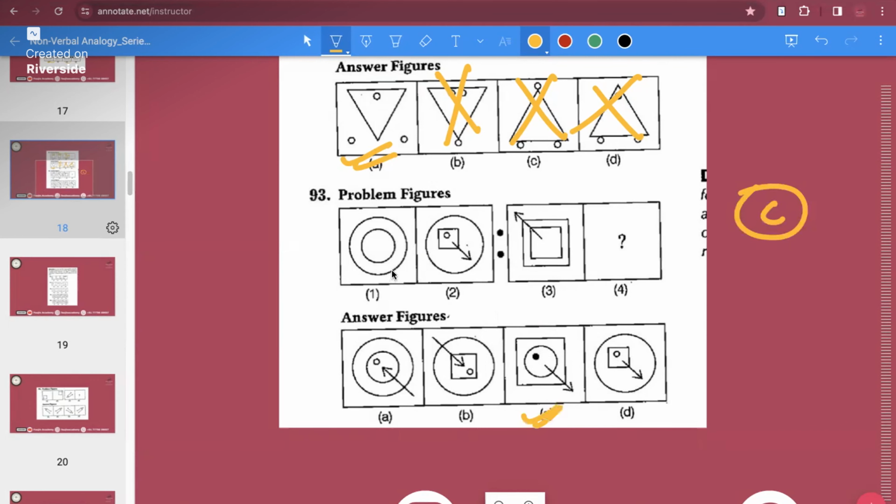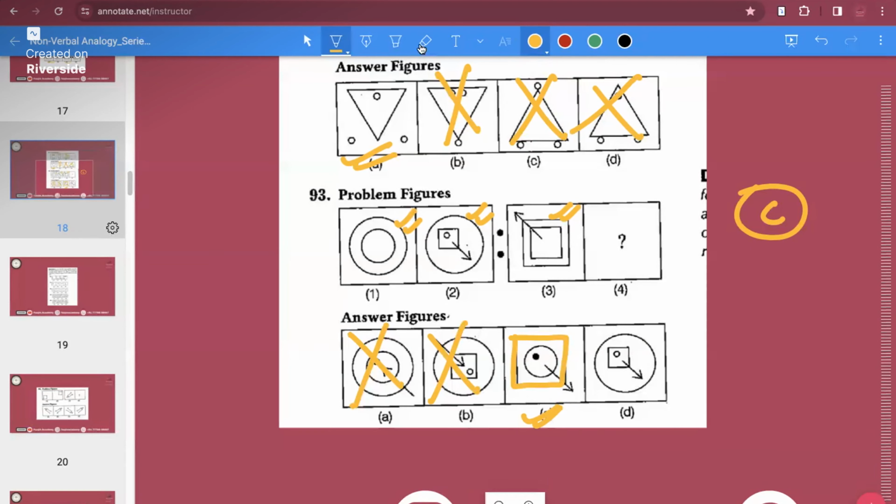Why? Because the outer circle remains as it is. The outer square remains as it is. And in none of the other cases does it remain as it is. This one, 2 circles, damn sure it won't be the answer. When you look at this one more carefully, you find that this arrow is pointing outwards. Arrow is pointing inwards. This one is also gone. In that case, why should we not have D as the answer, guys?